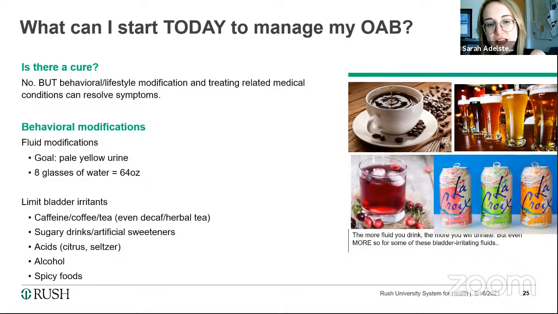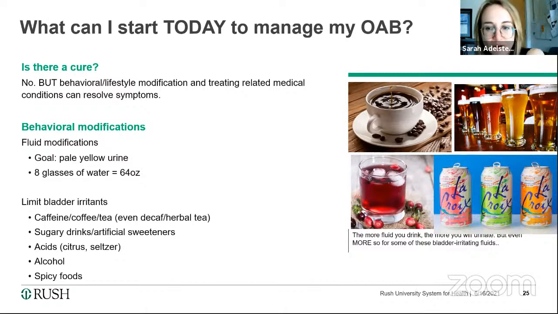So fluid modifications is an easy place to start. Lots of people talk about how you need 8 glasses of water per day. And I would remind you, we mean 8-ounce glasses, so for a total of like 64 ounces. Some people come in and they're having accidents and peeing very frequently. And it turns out they're drinking over 100 ounces a day. Almost nobody needs that much, okay? The goal for your hydration should be to have pale yellow urine, right? If your urine is gold, you are dehydrated. If your urine looks like water, you are probably drinking too much.